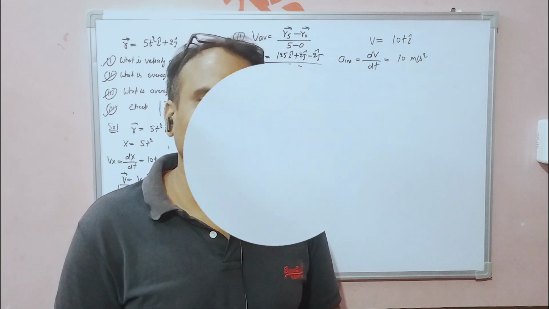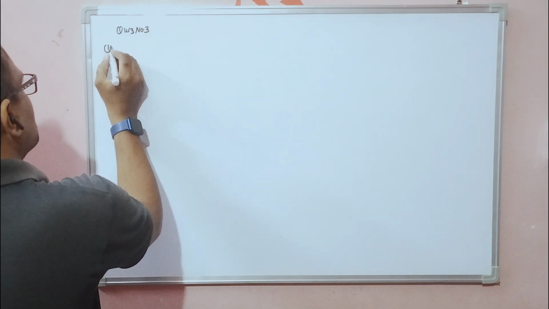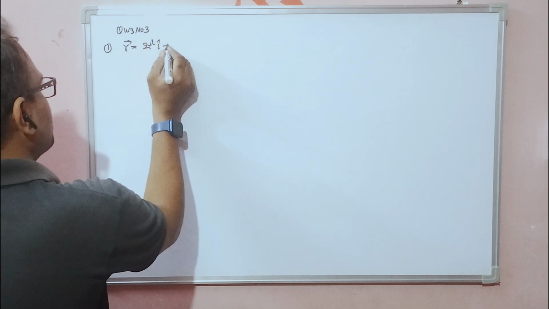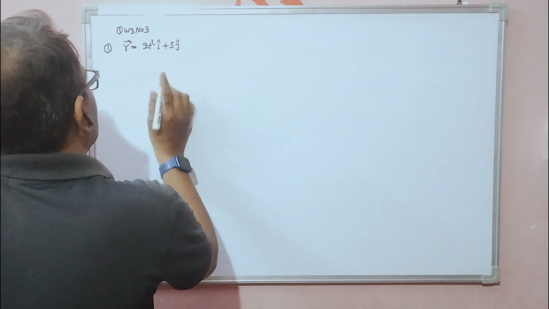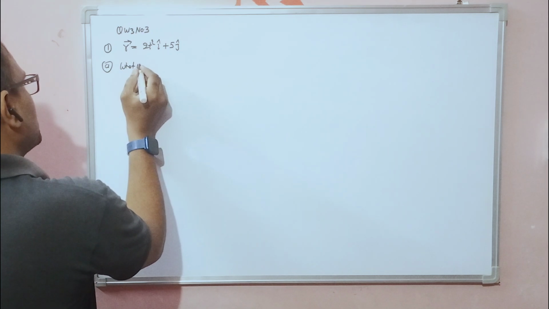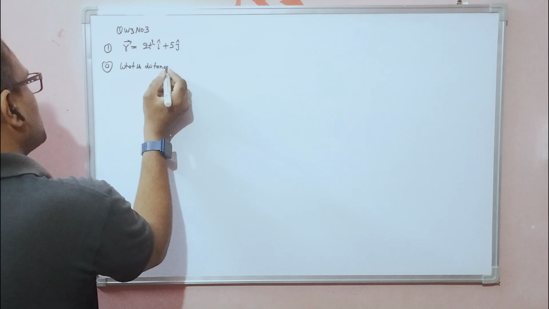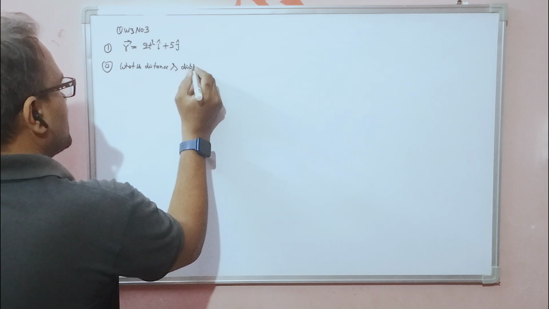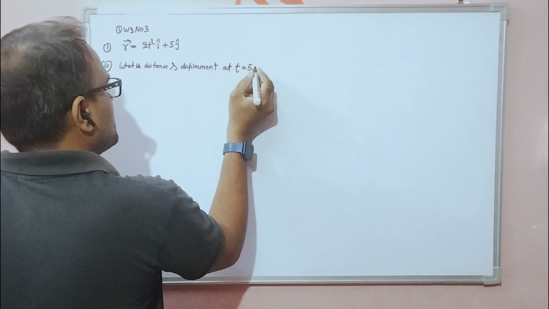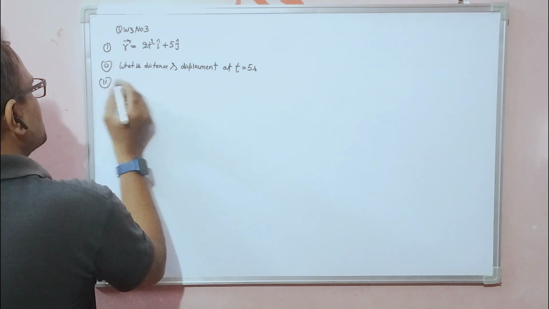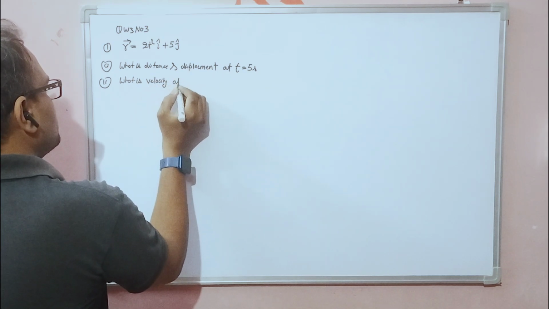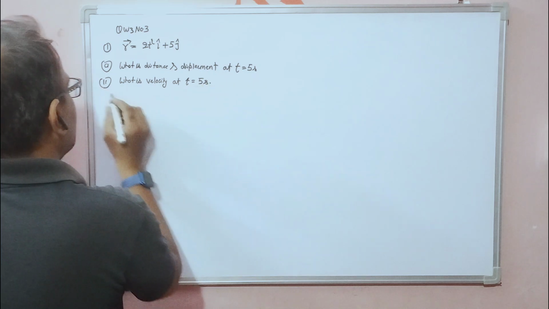Now it is the time of quiz number 3. Question number 1 of quiz number 3 is, suppose the position of an object is represented by this position vector 2t square i cap plus 5j cap. The first part is, what is distance and displacement at time t equal to 5 seconds. B part is, what is velocity at time t equal to 5 seconds.